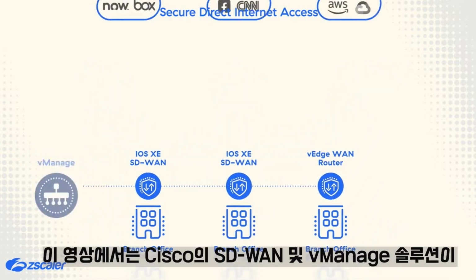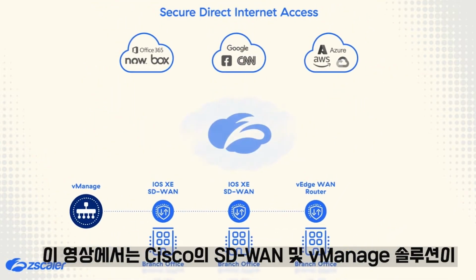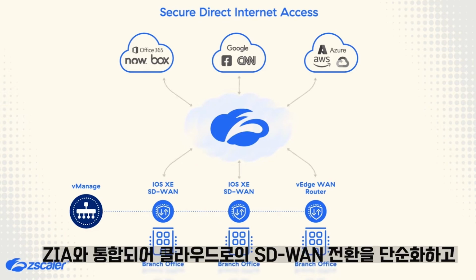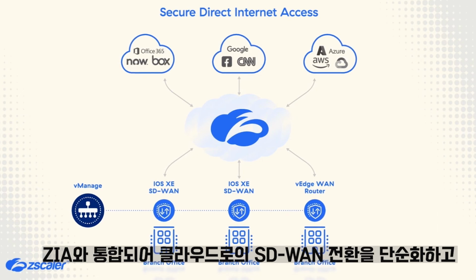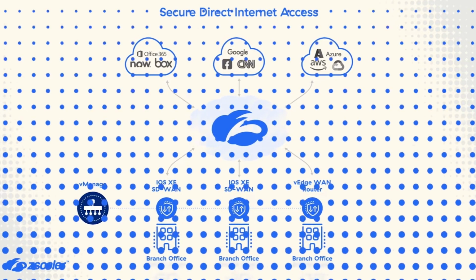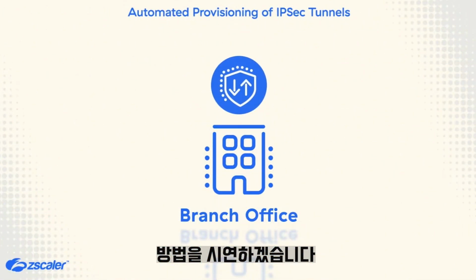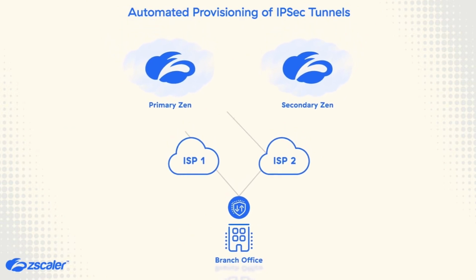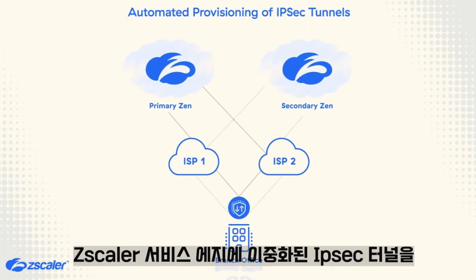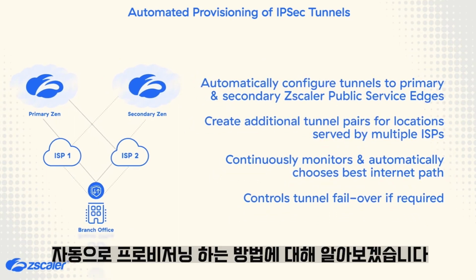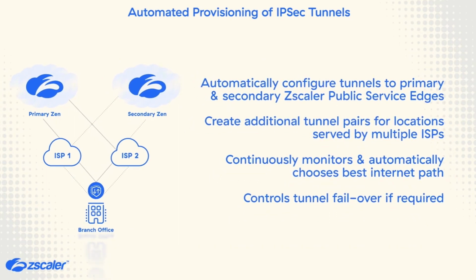In this video, we will demonstrate how Cisco's SD-WAN and vManage solution are integrated with Zscaler Internet Access (ZIA) to simplify your SD-WAN transformation to the cloud and protect your users and applications everywhere. First, let's see how Cisco SD-WAN with vManage can automatically provision fully redundant IPsec tunnels to the nearest Zscaler public service edge in the Zscaler cloud.